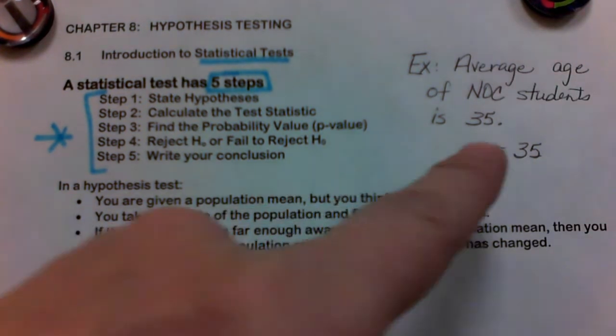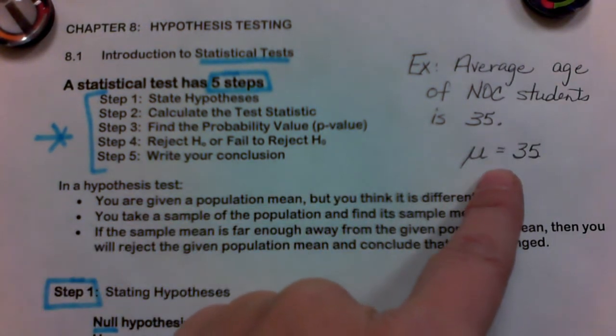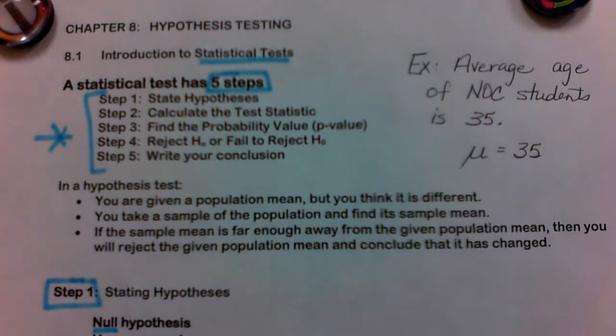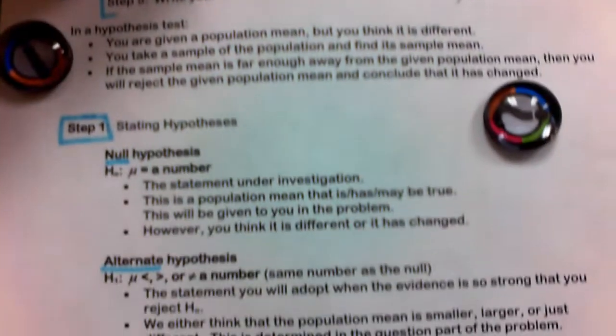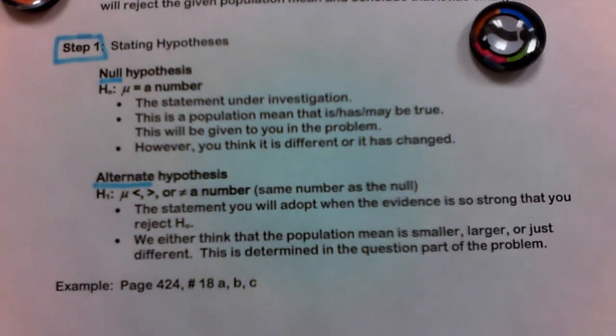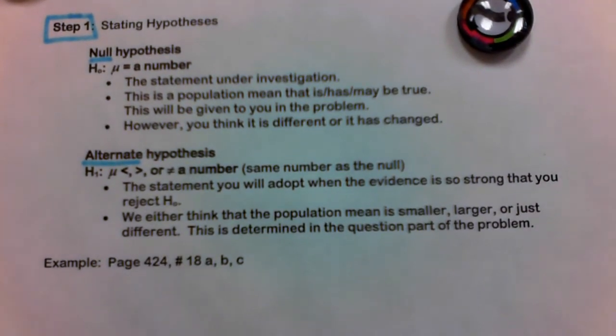So what I'm saying here is if somebody told you that the average age of NOC students is 35, you might go, I don't think that's correct. So let's run a statistical test to see if it is. Then what you would do is go through all those steps, and then we would either reject it or fail to reject. So that's what we're going to start looking at. So let's first look at what step 1 is. And we're going to learn how to do step 1.